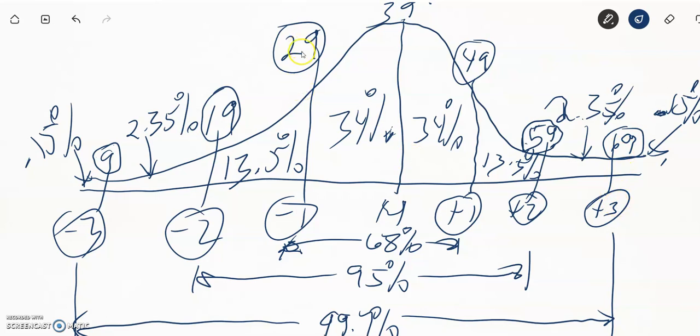Okay, you do the same thing lower. If I take the mean of 39 and standard deviation of 10, I subtract 1 standard deviation, that's 1 standard deviation less than the mean. Subtract another standard deviation, that's 2 standard deviations less than the mean, and I subtract a third standard deviation, 10 each time, and I get 9. So 39 plus 10 is 49, plus 10 is 59, plus 10 is 69, minus 10 is 29, minus 10 is 19, minus 10 is 9.